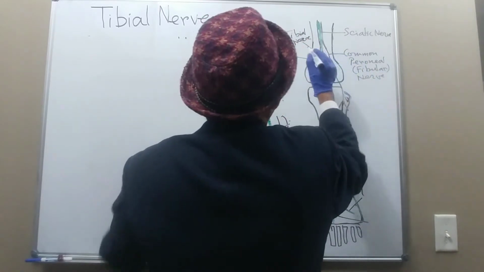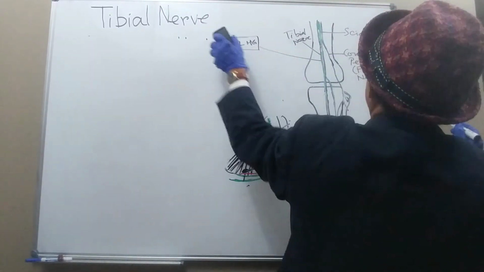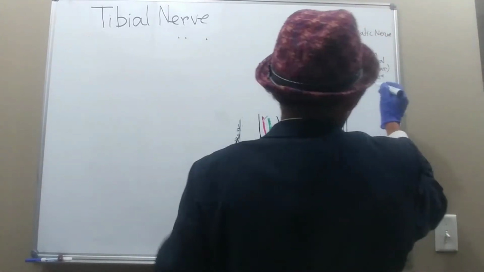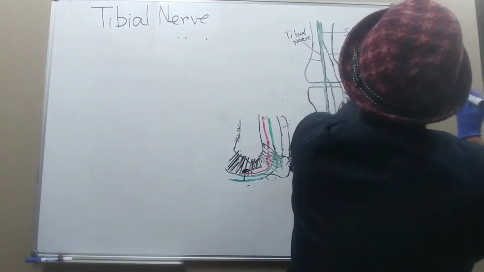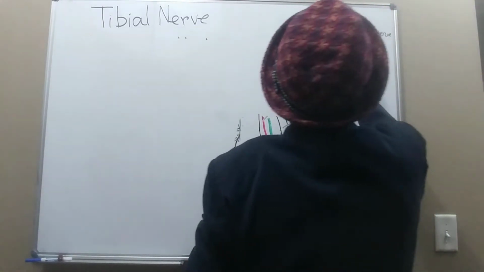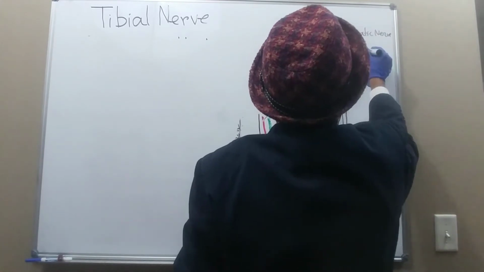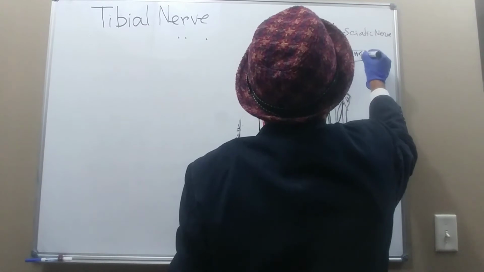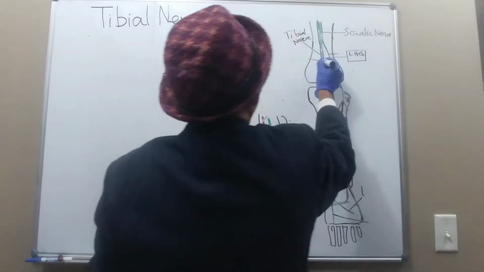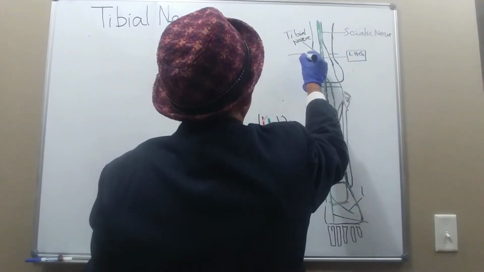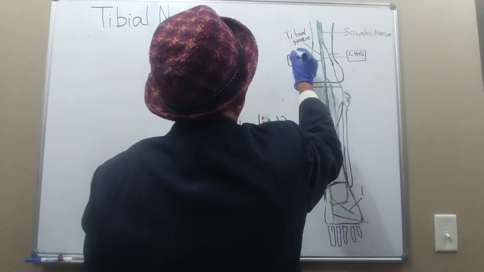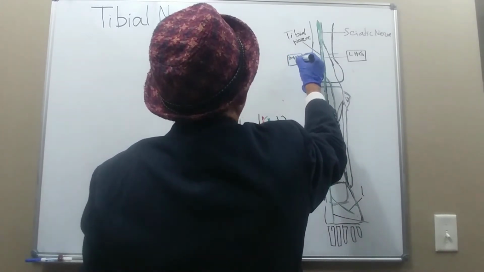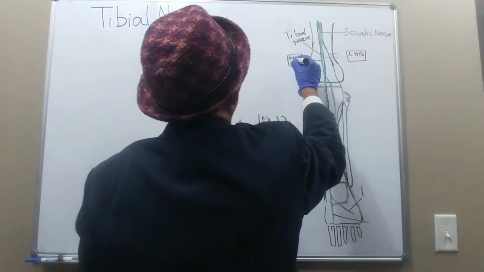This is the lateral head of gastrocnemius. You can put it on the lateral aspect. Here we can make it the lateral head of gastrocnemius muscle, and we get here the medial head of gastrocnemius muscle.